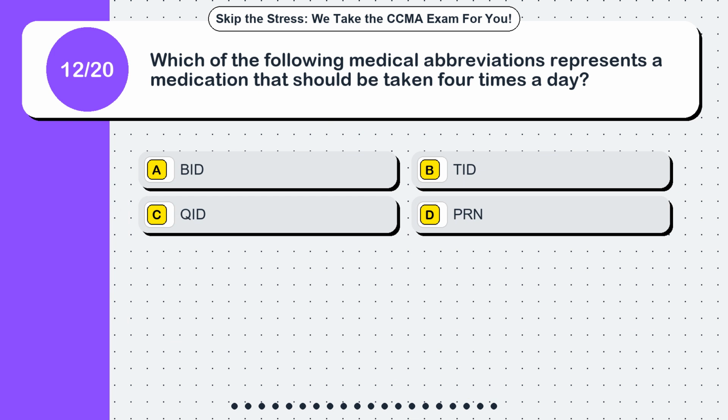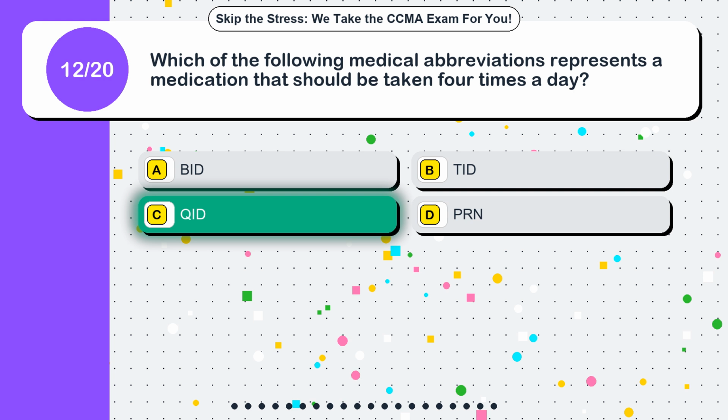Question 12. Which of the following medical abbreviations represents a medication that should be taken 4 times a day? Option A, BID. Option B, TID. Option C, QID. Option D, PRN. The correct answer is option C.